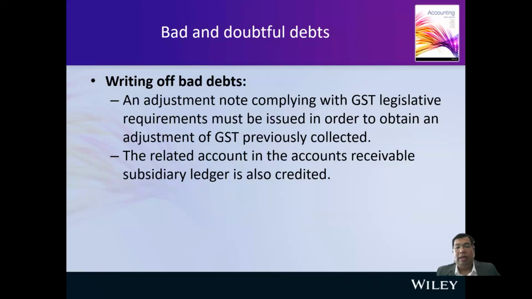So, the related account in the subsidiary receivable ledger is also credited. We go to that customer, Mr. X's account, and close their account. Close their account means you're going to credit their account.